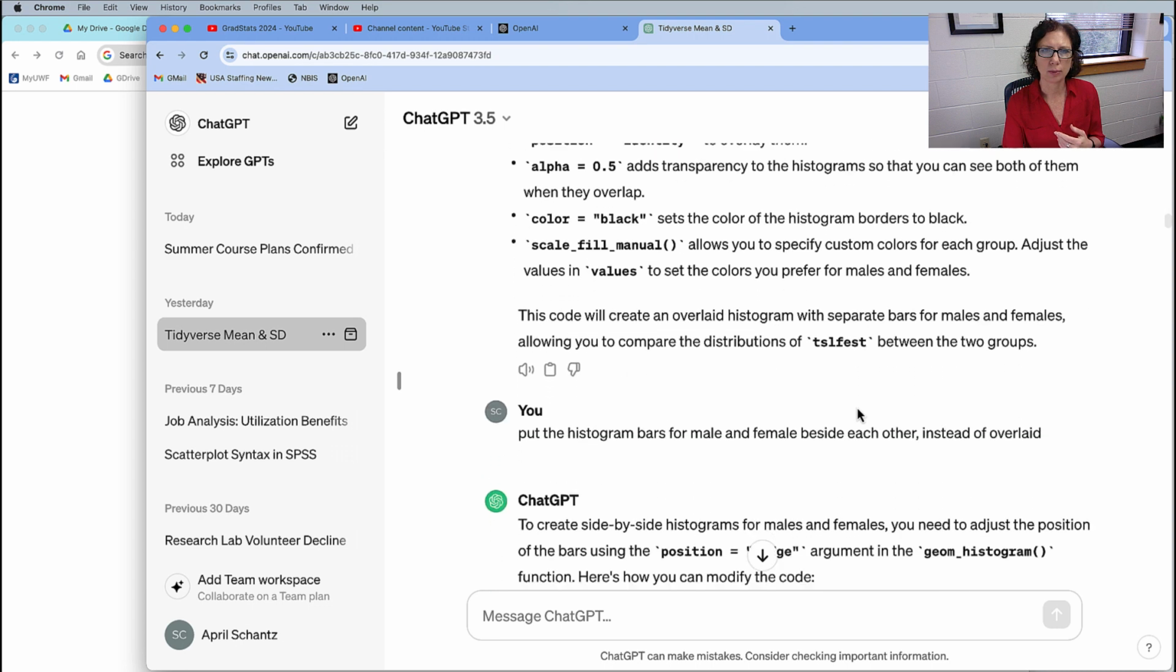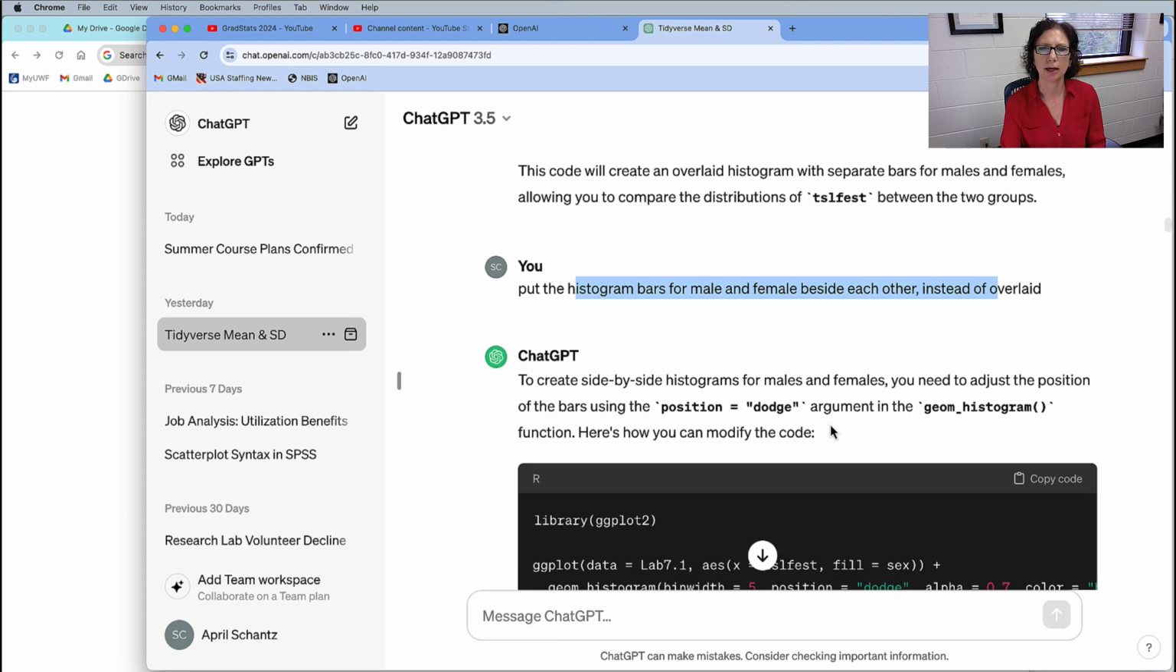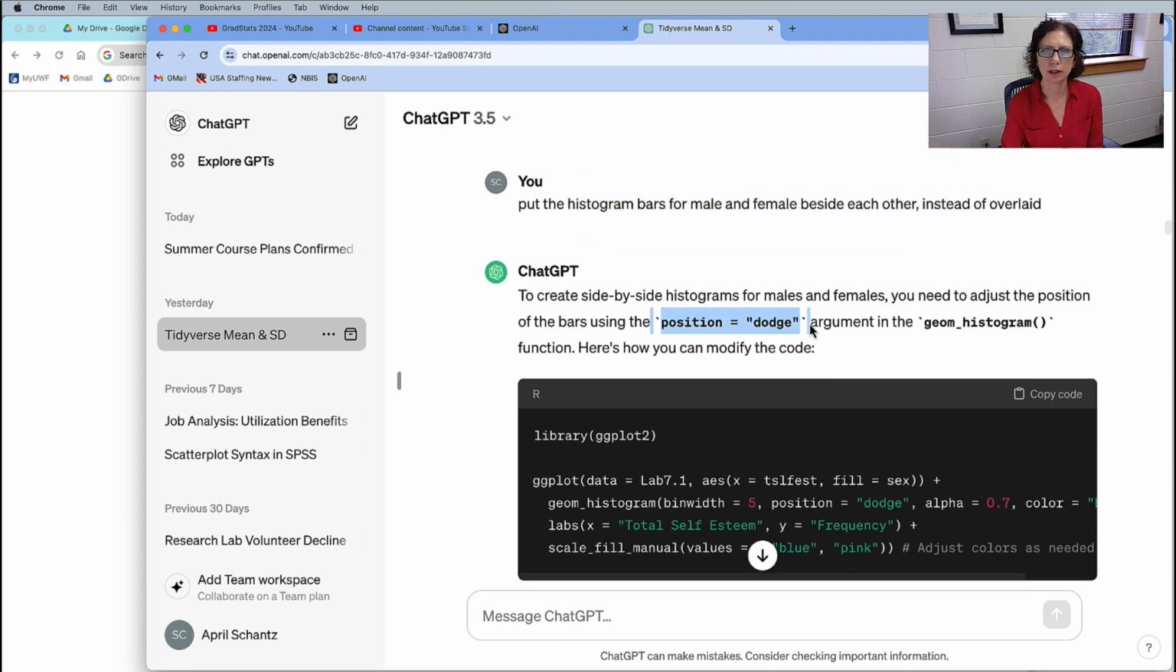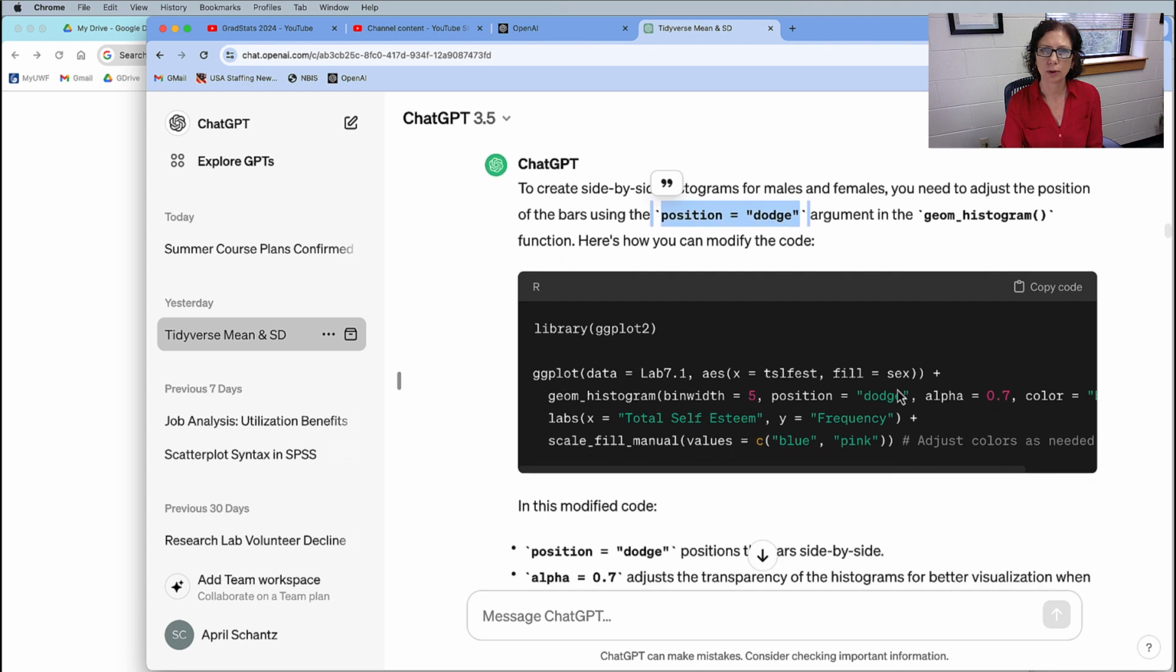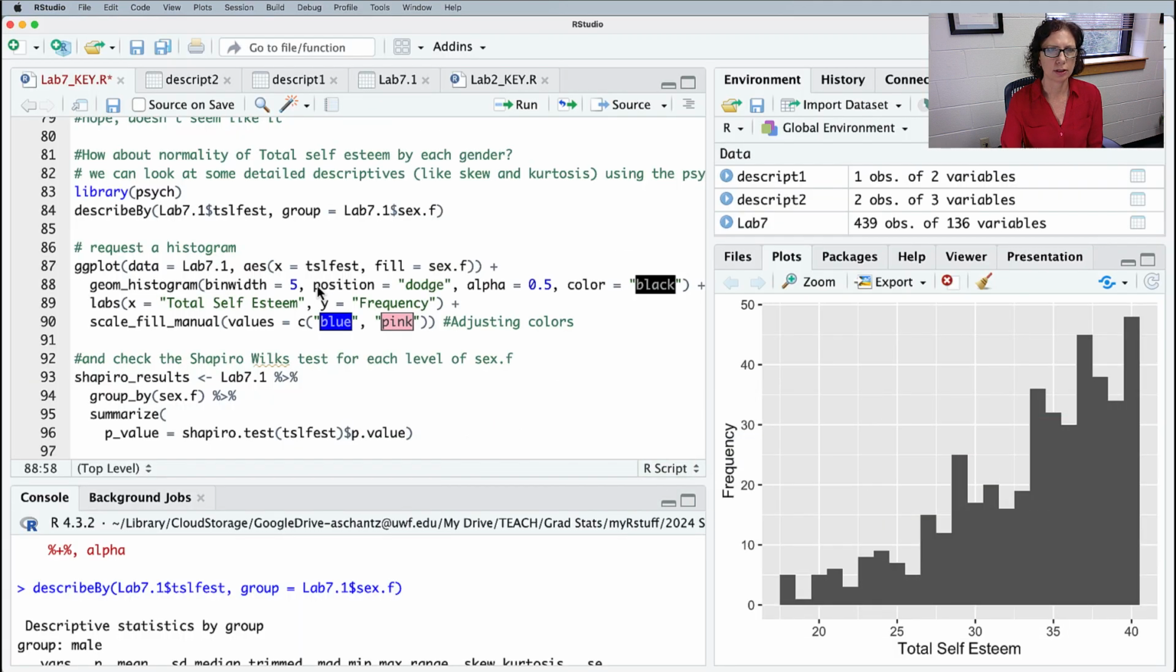And then I said, well, I want to put the histogram bars for male and female beside each other instead of overlaid. I mean, I asked it for overlaid, and that's what it gave me. But I realized that wasn't really what I was after. So can we put the male and female beside each other instead of on top? And it said, yeah, instead of the identity, we're going to use Dodge. So that's what I ended up with in our script. I did position Dodge so that they would be beside each other.